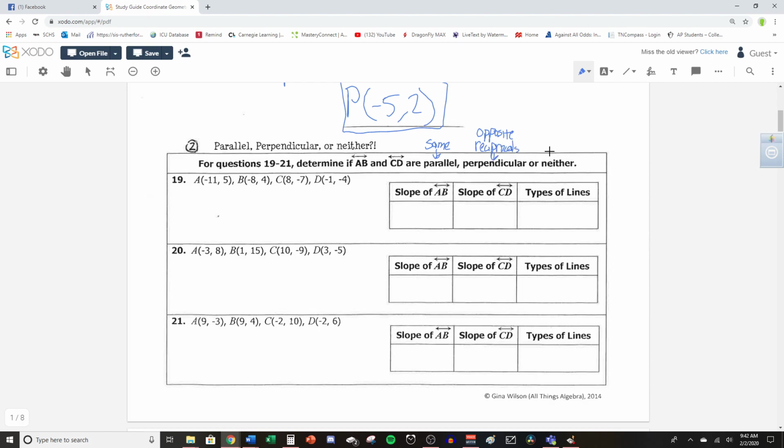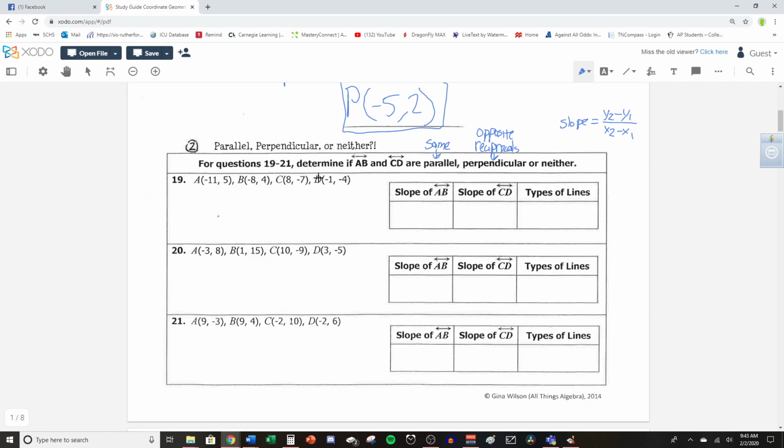That's what that is, and neither means it's neither of these. Okay. To find slope, we have this formula. You want y2 minus y1 over x2 minus x1. What I like to do for these is go ahead and label them.